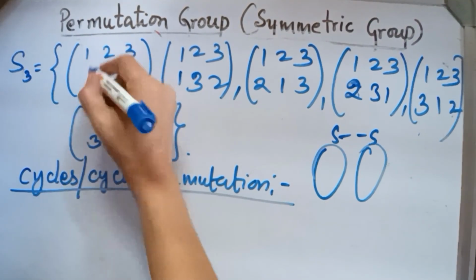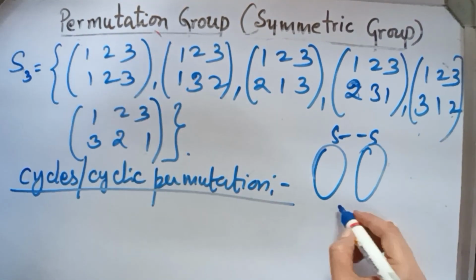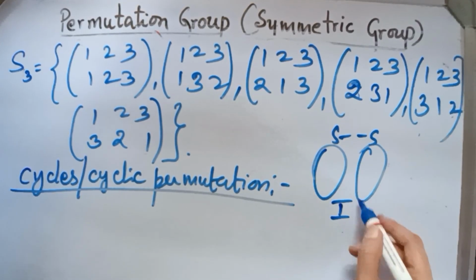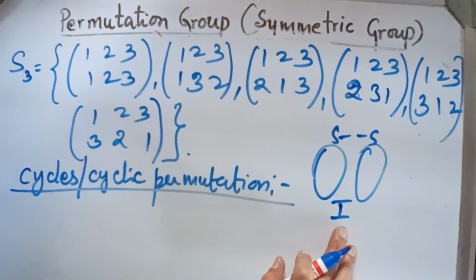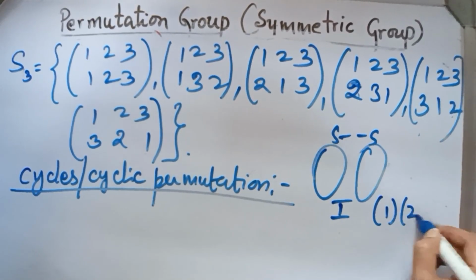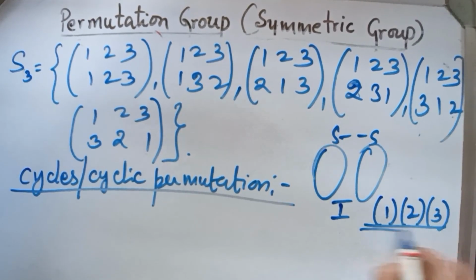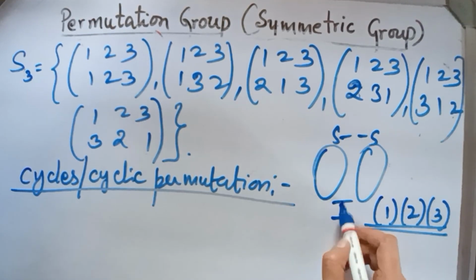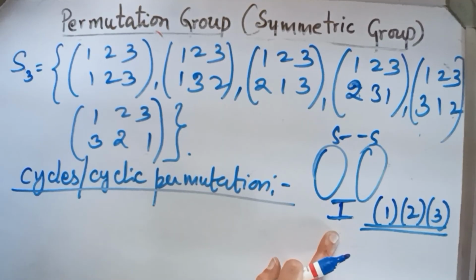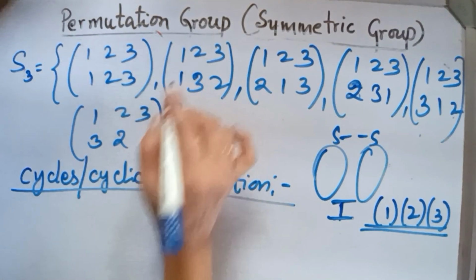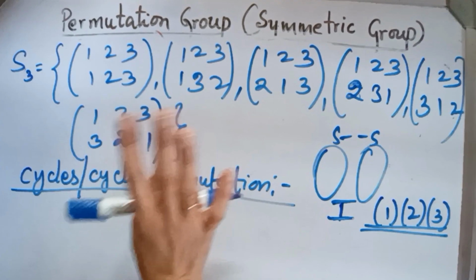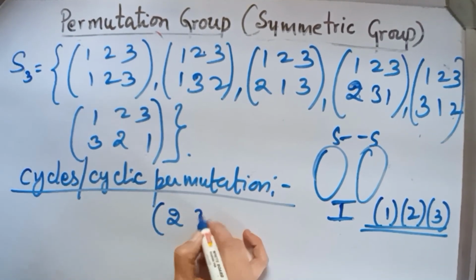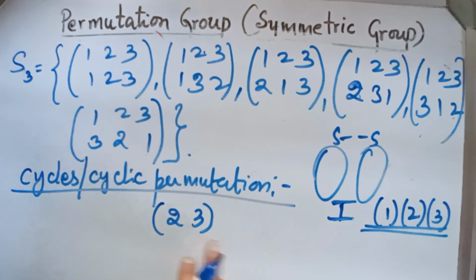See, here 1 goes to 1, 2 goes to 2, 3 goes to 3. That is nothing but just the identity permutation, identity bijection. So it is represented like this. Or else we can write 1 goes to 1, 2 goes to 2, 3 goes to 3. But no need to write like this, because they are single cycles, cycles of length 1. So it is nothing but the identity permutation. Second one, 1 goes to 1. The fixed element is always not written. So 2 goes to 3, 3 goes to 2. You have to just write in the cycle notation as (2, 3).